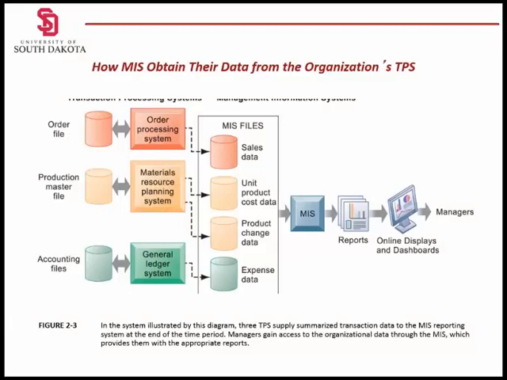So if we look at the different types of systems here, we have the order processing system, the materials resource planning system, and a general ledger system. Remember I was saying these cylinders here? These cylinders are the data stores. So for instance, data stored in the sales data files. Materials resource planning can be in the unit product cost data and the product change data. And then finally, general ledger data could be stored in the expense data. The MIS system captures all this information, links it together to generate reports or to produce online displays and dashboards, and then managers can access those to make their decisions.